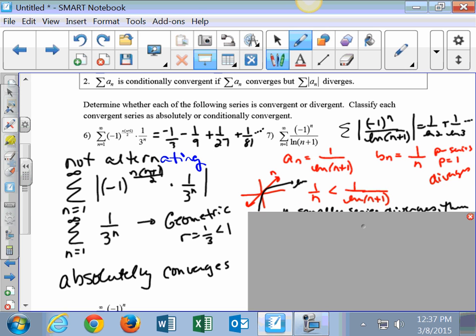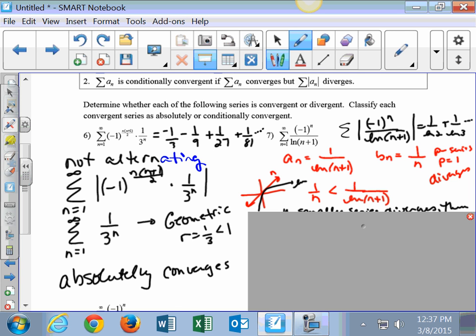So I have to compare and see which one's larger, 1 over n or 1 over the natural log of n plus 1. So I'm looking at the denominators only. We all know the graph of just n, like y equals x. And then I have a natural log graph, which I graphed in black. If you look at those, which one's growing faster? Well, then the n is going to be larger than my natural log of n plus 1.